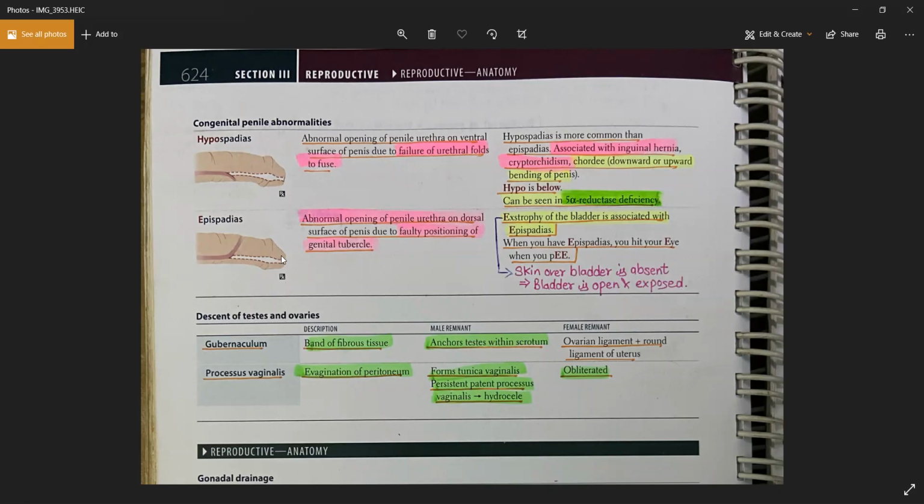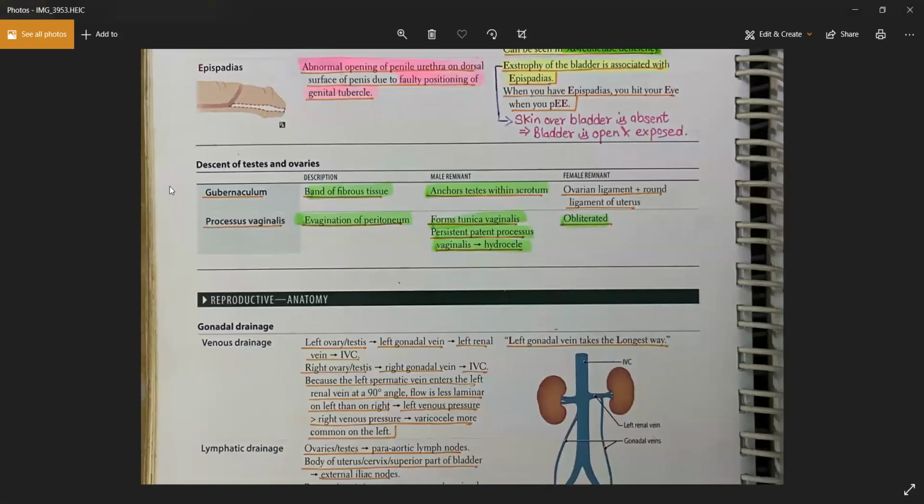Okay. So any doubt about these disorders? Okay. Then you have the descent of the testes and the ovaries. I told you these structures are formed in the abdomen. Testes need to descend into the scrotum, into the pelvis part, right? It can happen with these two or three structures. One is the gubernaculum, which is a band of fibrous tissue. They anchor the testis with the scrotum. If I draw this, if this is your scrotum, this is a testis. You have the gubernaculum anchoring the testis with the scrotum, right?